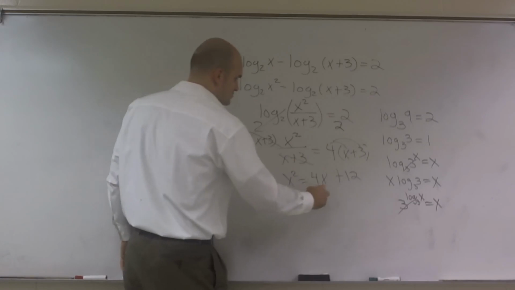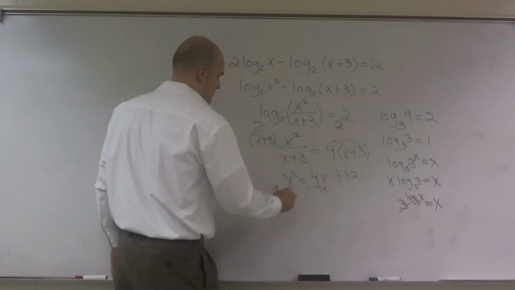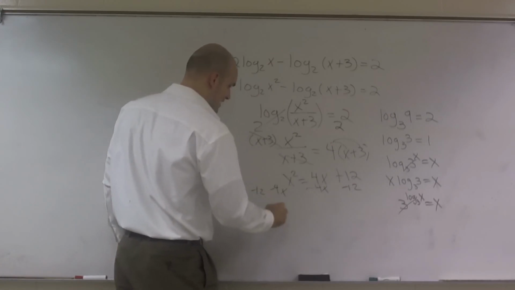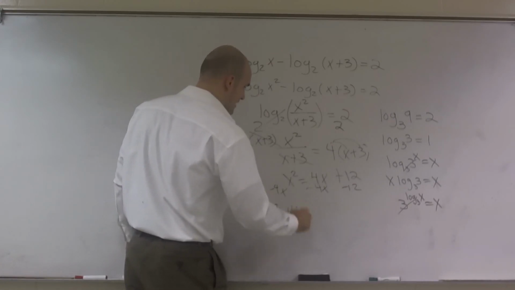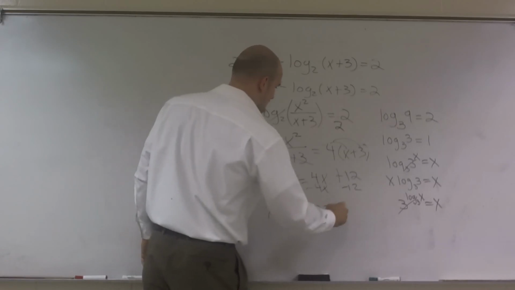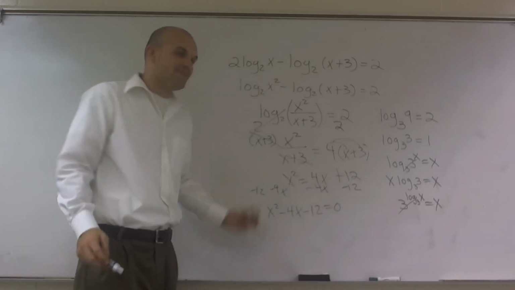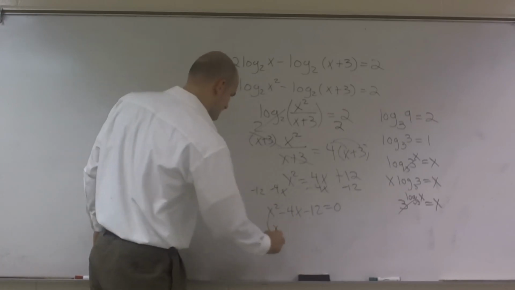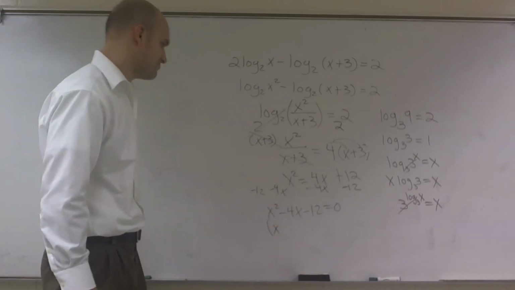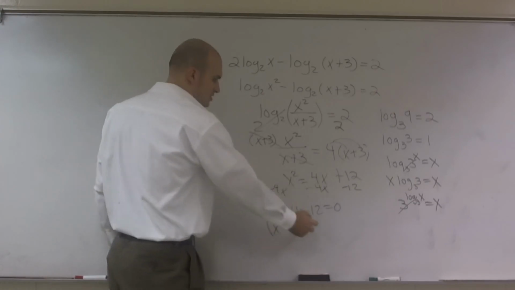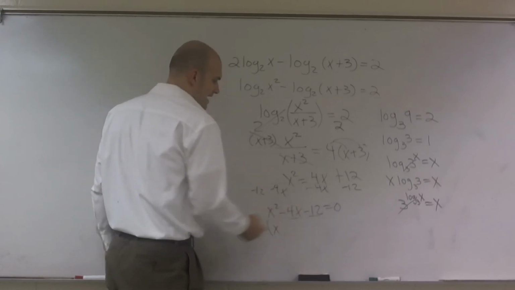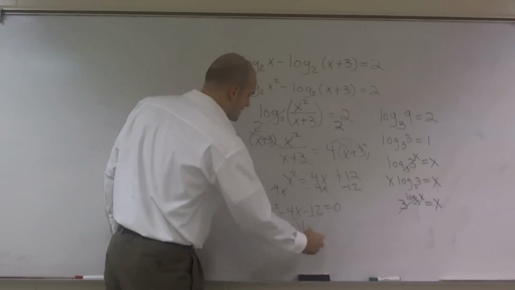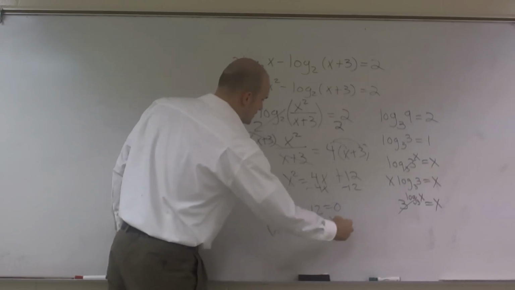So what I'm going to do is subtract 4x from both sides. Then I'm going to subtract 12 from both sides. So therefore I'm left with x squared minus 4x minus 12 equals 0. And then I say, can I factor this any further? And you say, yes. The two factors for this would be x minus 6. So the two numbers that multiply to give you negative 12, but add to give you negative 4. So x minus 6 and x plus 2 equals 0.